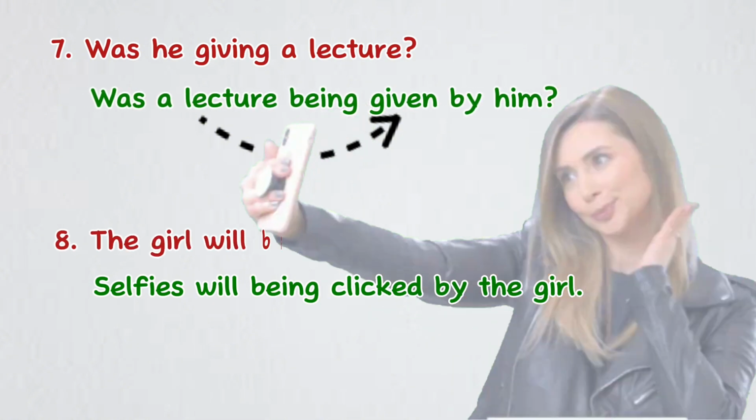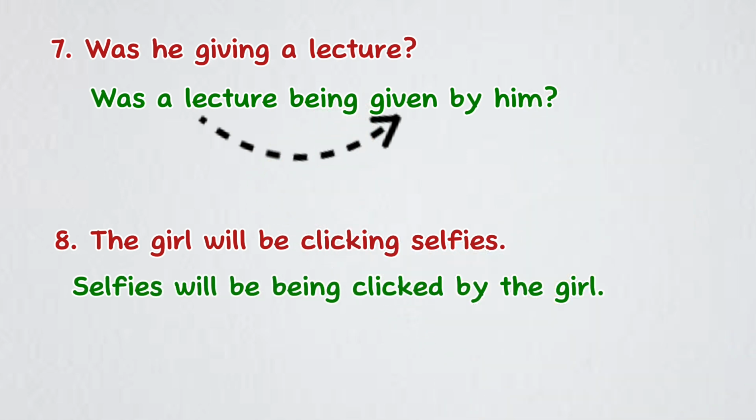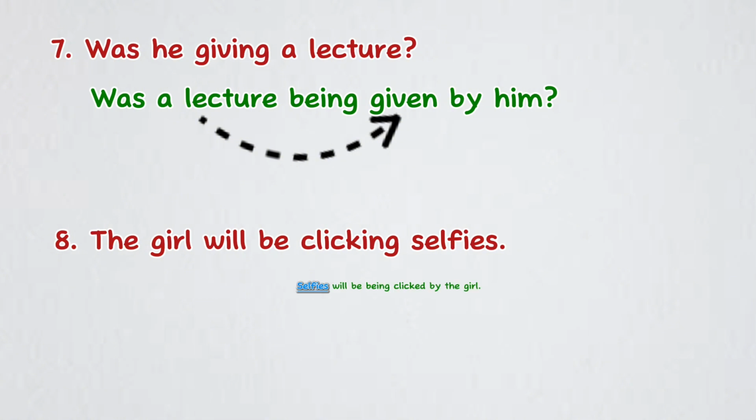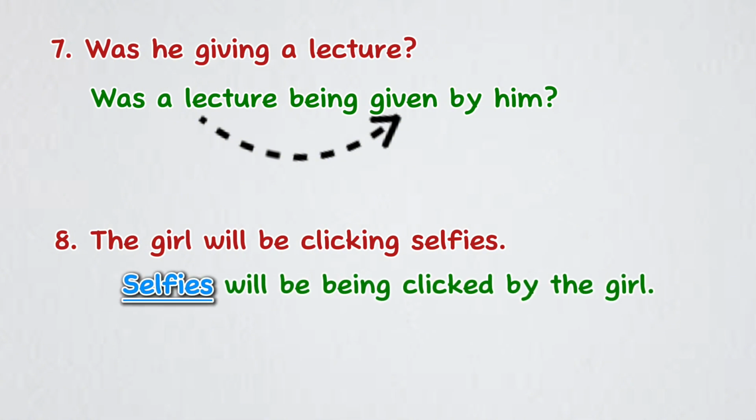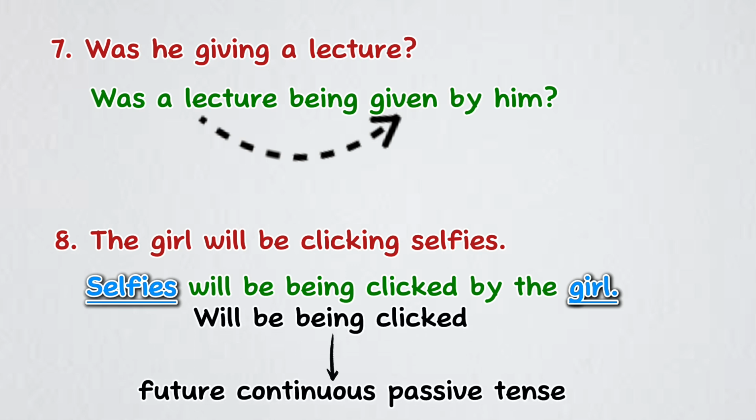The girl will be clicking selfies. The passive is selfies will be being clicked by the girl. In this passive construction, selfies become the subject of the sentence, while the girl remains the agent performing the action. The verb will be being clicked represents the future continuous passive tense, indicating that at some point in the future, selfies will undergo the action of being clicked by the girl.